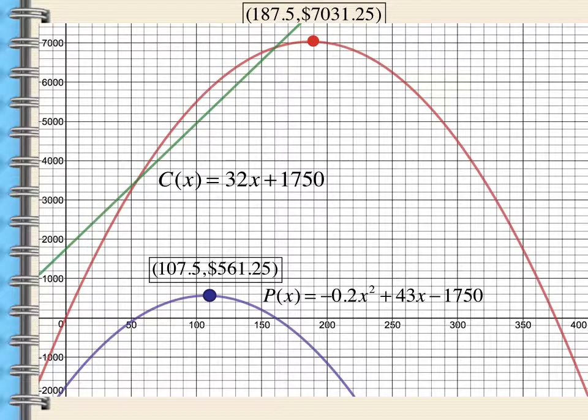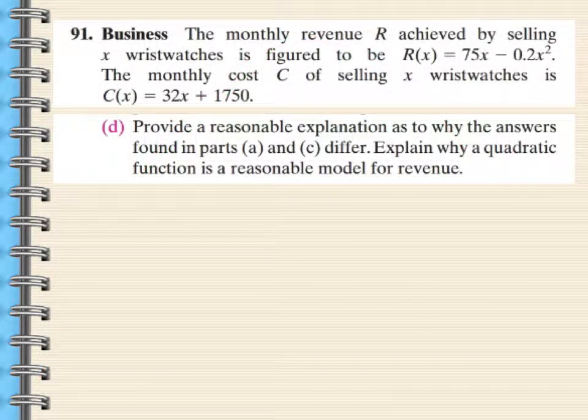So at this point, I think you would be poised to answer part D. If you look carefully at this graph, part D says, provide a reasonable estimate as to why the answers found in parts A and C differ. Why is a quadratic function a reasonable model for revenue?